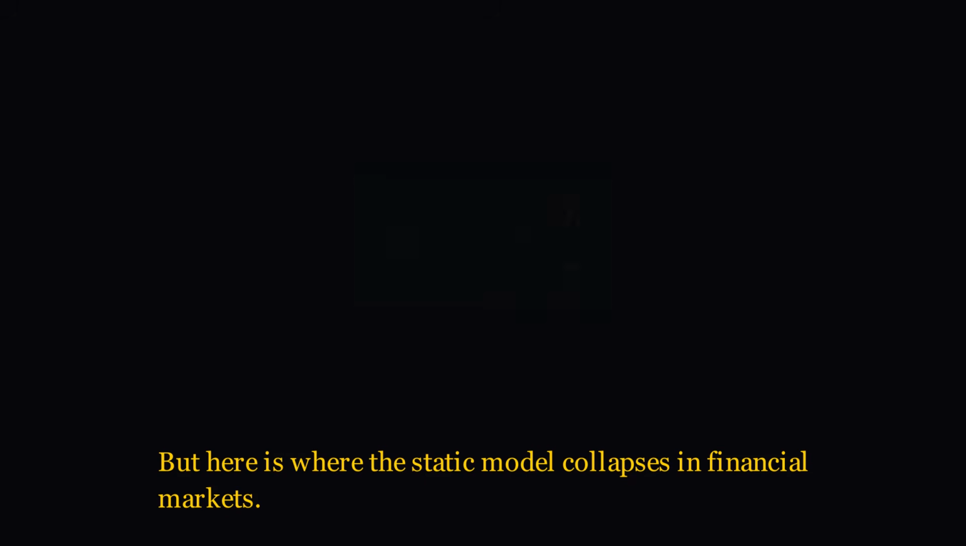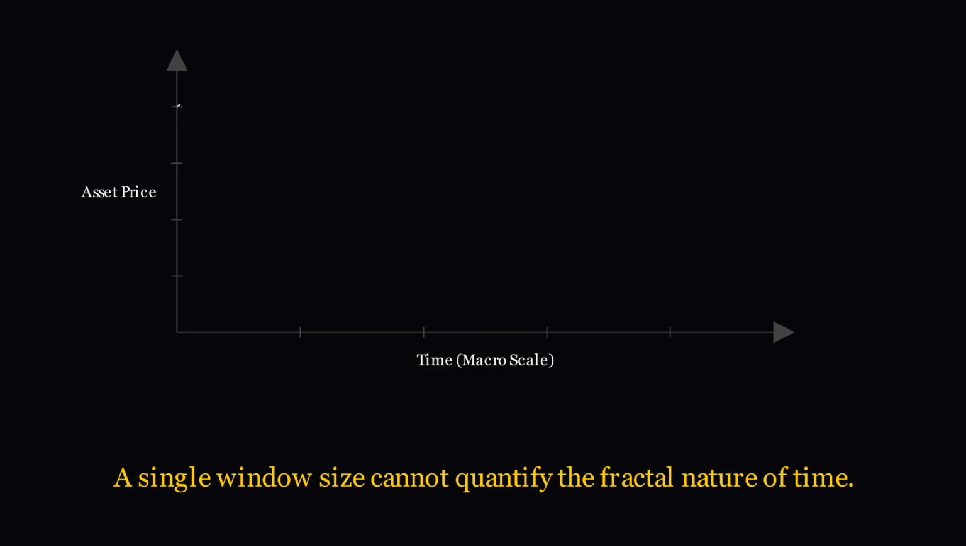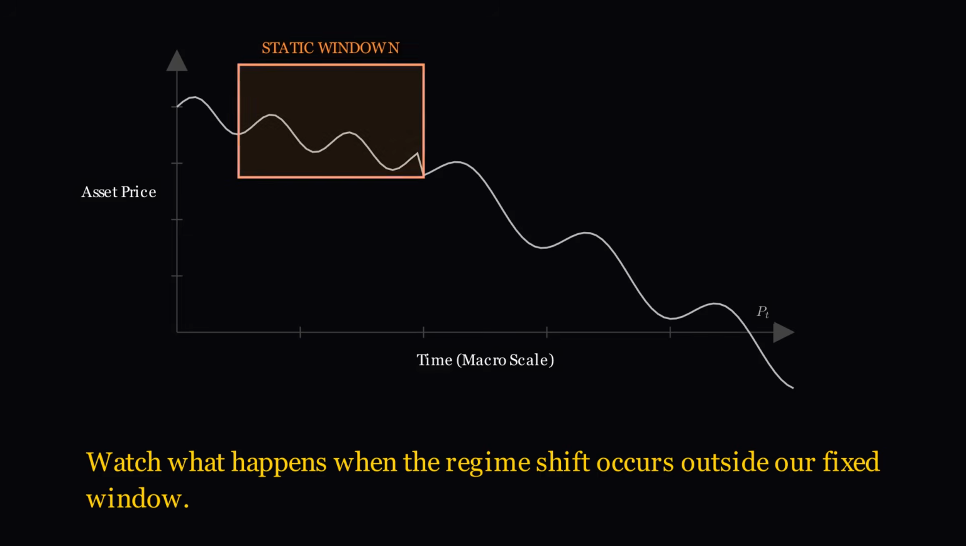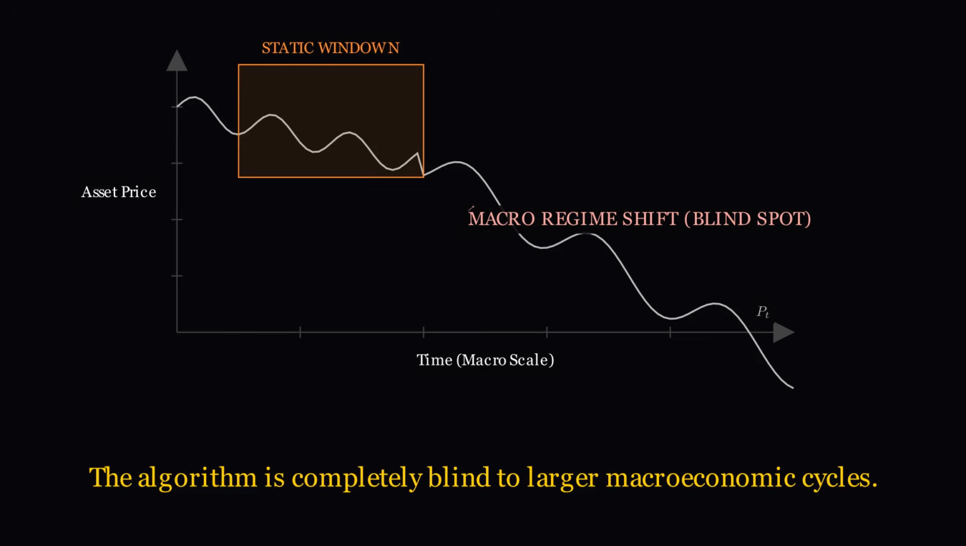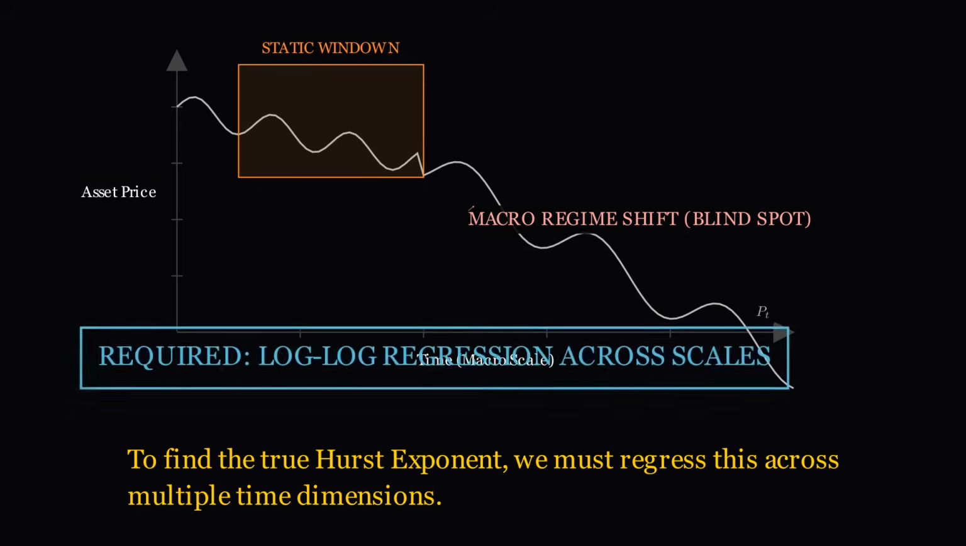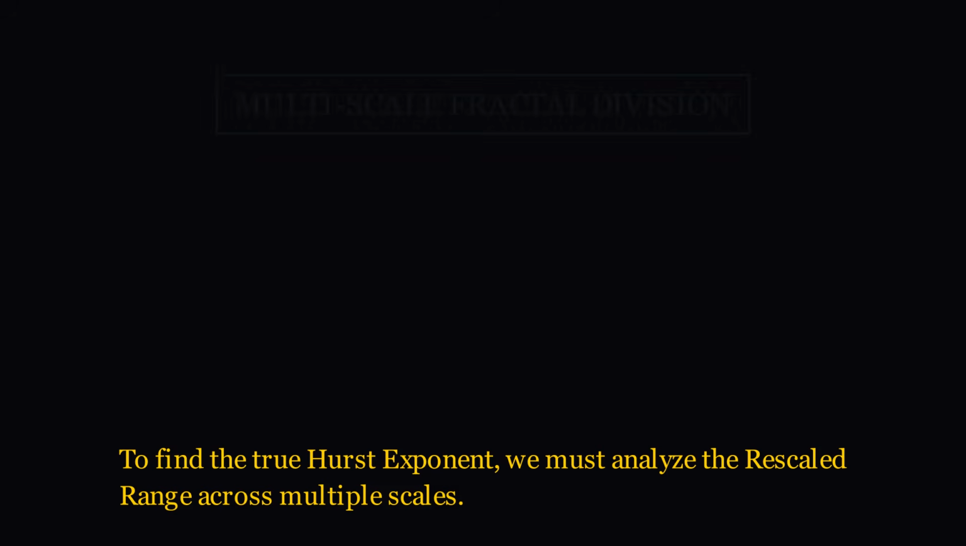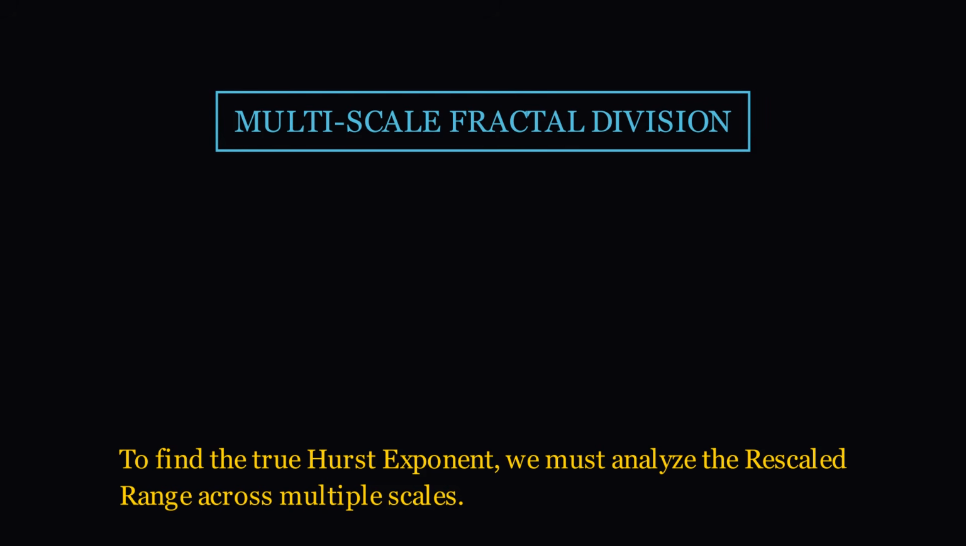But here is where the static model collapses in financial markets. A single window size cannot quantify the fractal nature of time. Watch what happens when the regime shift occurs outside our fixed window. The algorithm is completely blind to larger macroeconomic cycles. To find the true Hurst exponent, we must regress this across multiple time dimensions. We saw that a static time window is completely blind to macroeconomic shifts. To find the true Hurst exponent, we must analyze the Rescaled range across multiple scales.